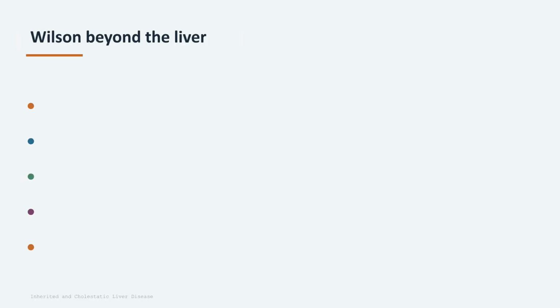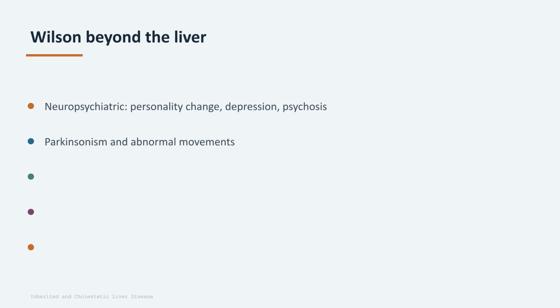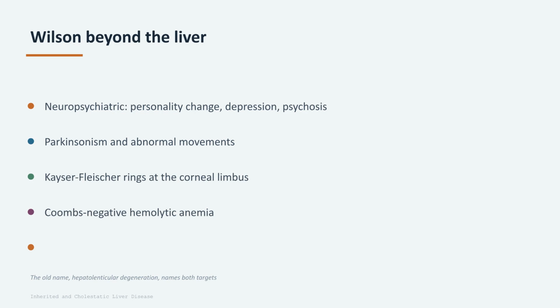Wilson is not only a liver disease. The neuropsychiatric presentation is the one that gets missed. Personality change, depression, even psychosis. Patients develop Parkinsonism and abnormal movements, which is why the old name was hepatolenticular degeneration, the liver and the lenticular nucleus of the brain. Kayser-Fleischer rings sit at the corneal limbus and need a slit lamp to see. The hemolytic anemia is Coombs-negative because it is copper, not antibody, destroying the red cells. And the kidneys can show tubular dysfunction.